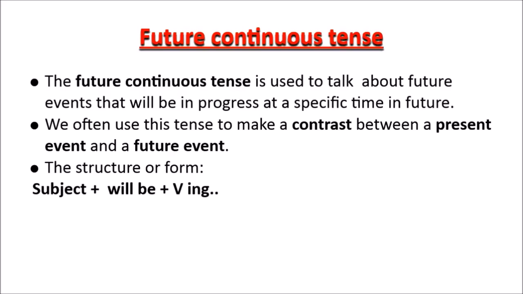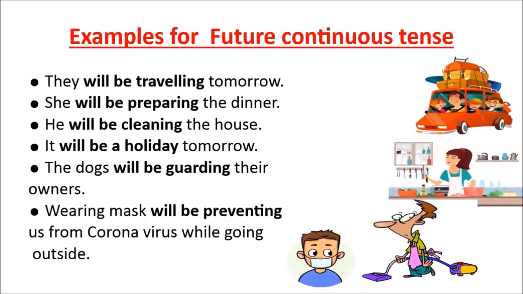Okay, so I have given the structure of future continuous tense. Look at the structure: subject plus will be plus verb ing. Clear? Now let's move on to the examples for future continuous tense. I have given a list of examples. Now let's learn them. They will be traveling tomorrow.